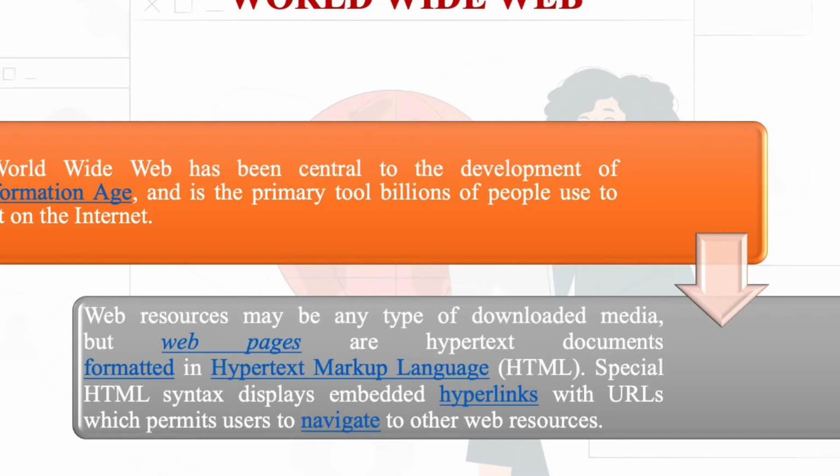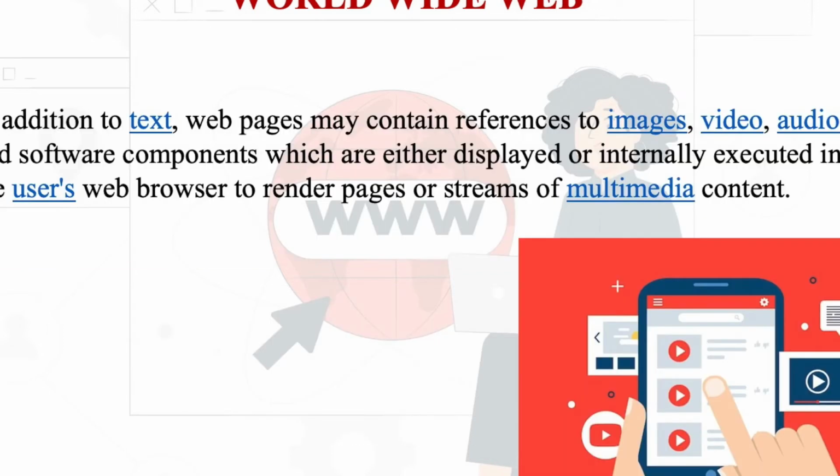Web resources may be of any type. They may be downloaded media, but web pages are hypertext documents formatted in hypertext markup language. Special HTML syntax displays embedded hyperlinks with URLs which permit users to navigate to other web resources. In addition to text, web pages may contain references to images, video, audio, and software components which are either displayed or internally executed in the user's web browser to render pages or streams of multimedia content.